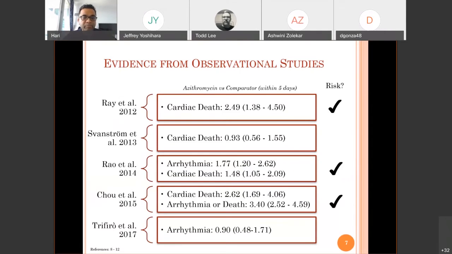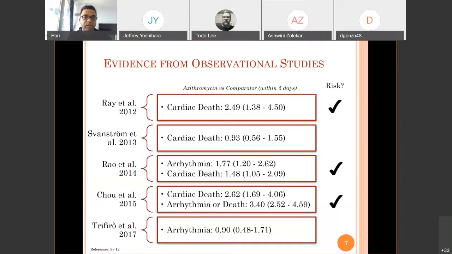And here, I'm not going to go through individual studies, but these are the top 5 studies that were conducted from 2012 to 2017, observational cohort studies that looked at the risk of cardiac events with azithromycin. 3 out of 5 found there was a risk, and 2 studies, Svanström and Trifirò, did not find there was an increased risk. And I'll bring this slide back together at the end in terms of what I think are the differences between what I've done versus what these studies have done.